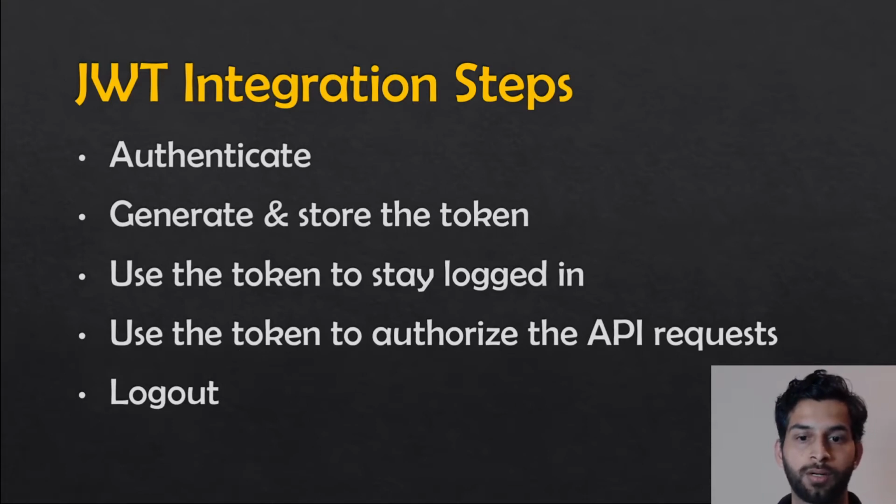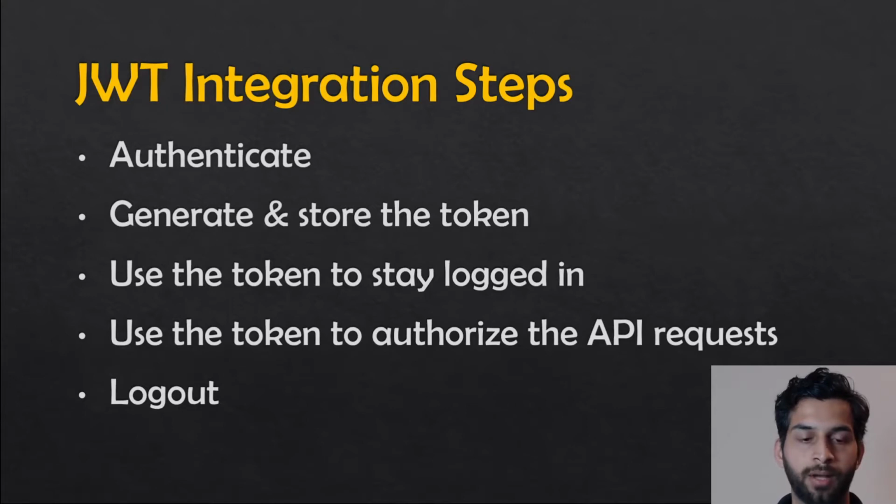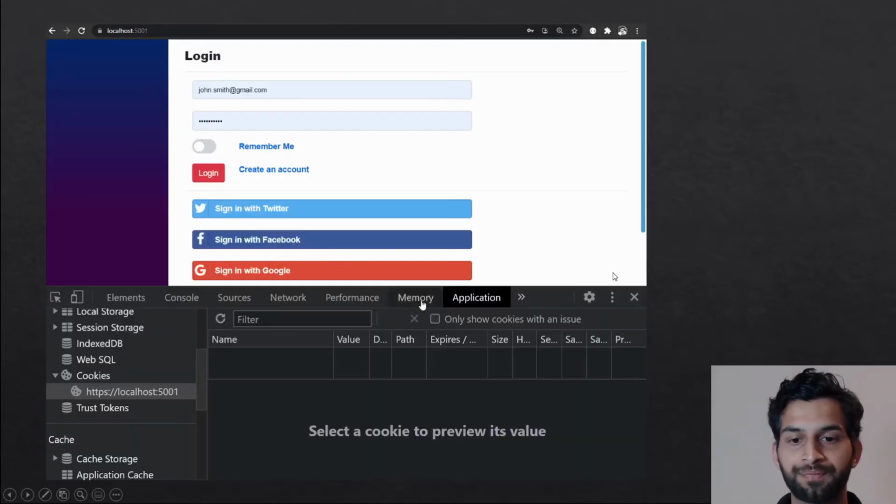The fourth step is to use the token to make the request to your server and authorize the API. You don't want to keep your API public. You want to authorize your request, and you'll use that JSON Web Token for that. And finally, we'll log out, where we delete the JSON Web Token from the client and tell the client to refresh itself so that it can kick out the user.